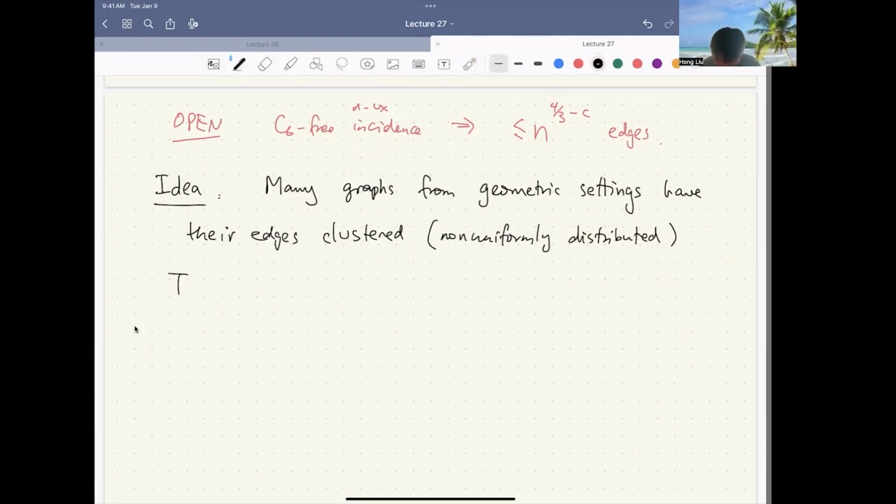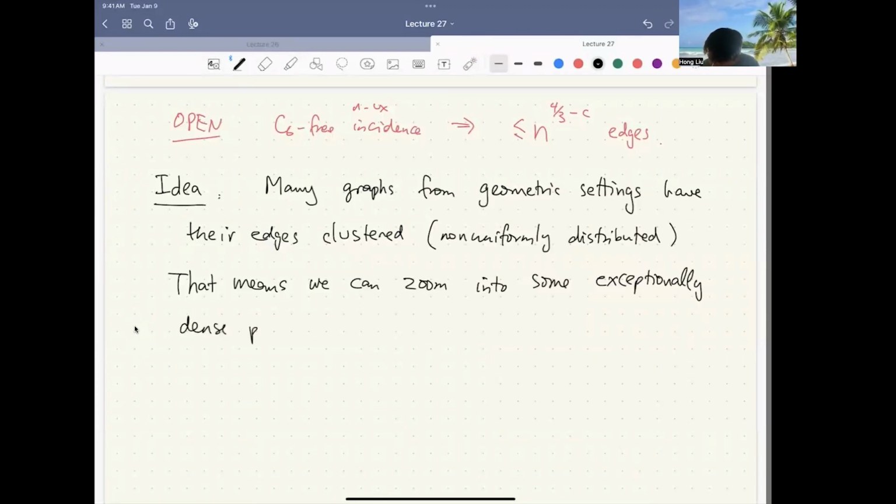So that means we can zoom into some exceptionally dense parts. In our proof, this is done by Matoušek's partitioning lemma, the cutting lemma.